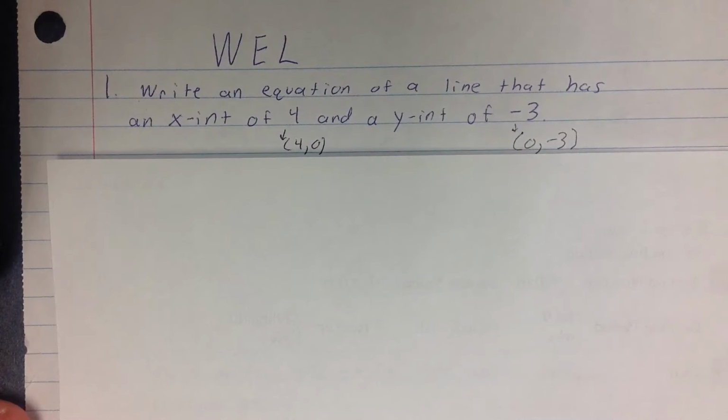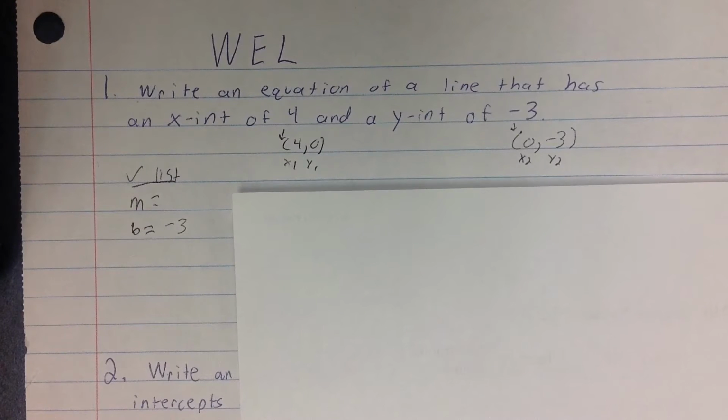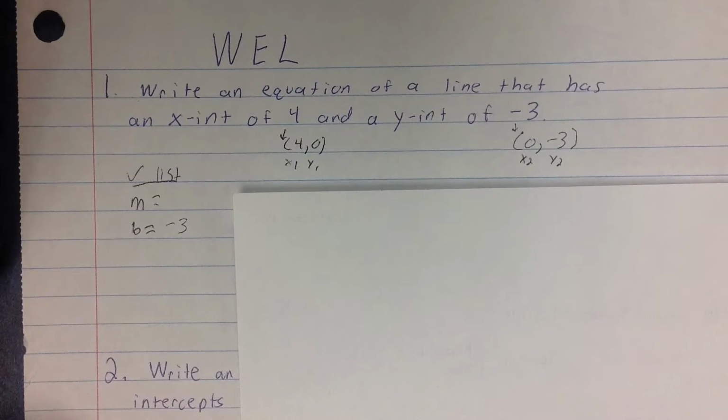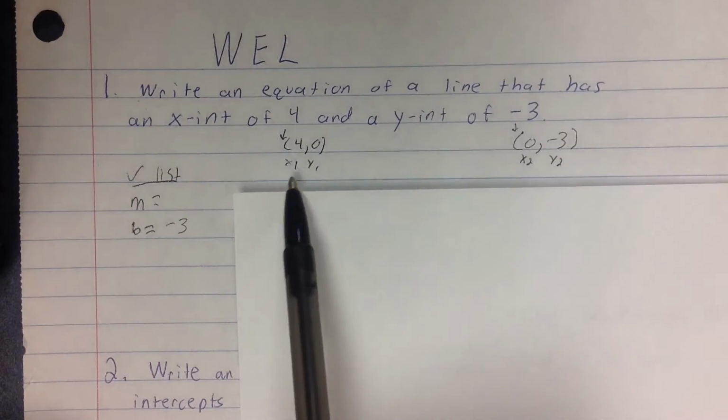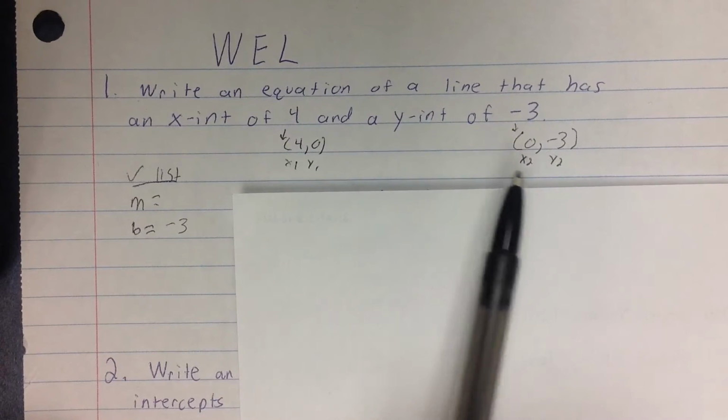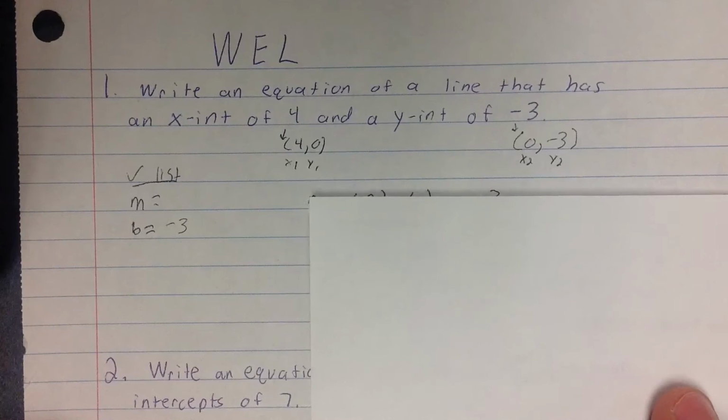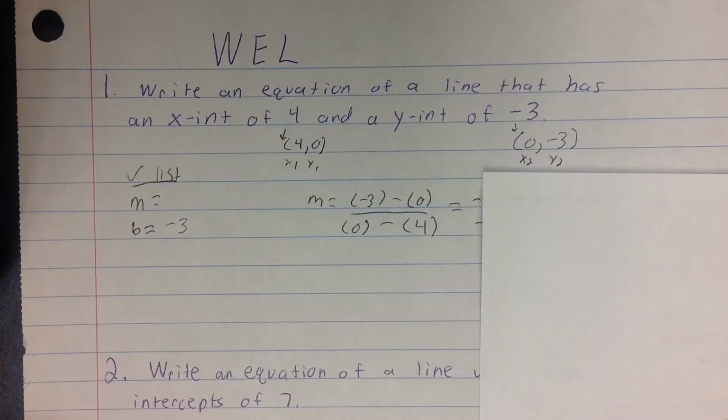Now with our WELs, if you remember, we need to have a checklist. I need to have the slope and the y-intercept, so m and b. They give me b because that's the y-intercept, so that's -3. So I can find the slope because I've got 2 points, so x1, y1, x2, y2. If I substitute that in the formula, m equals y2, which is -3, minus y1, which is 0, over x2, which is 0, minus x1, which is 4.